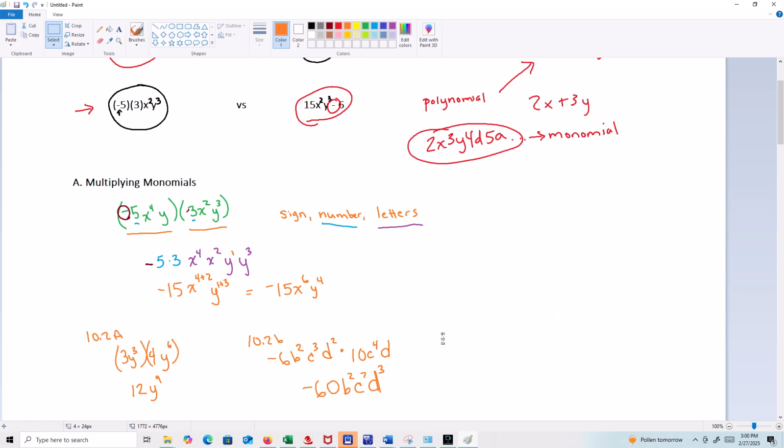All right, 10.2c is 4x times negative 8x to the 5th, times 2x cubed.